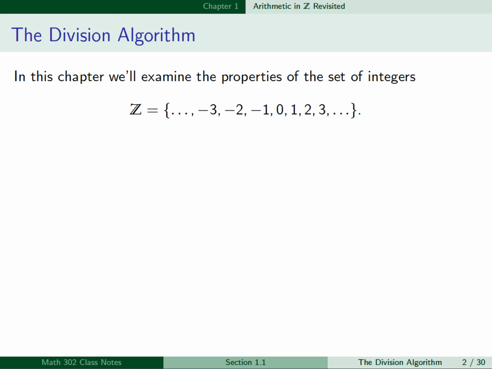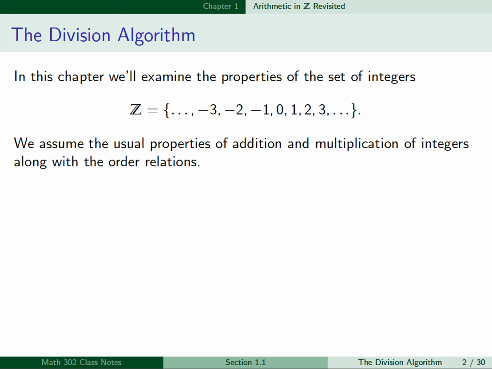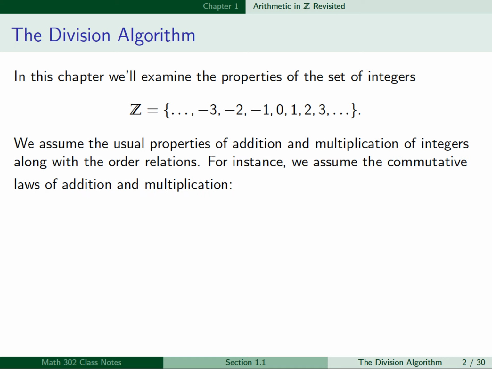of all the negative integers, so -1, -2, -3, and so on, 0, and the positive integers 1, 2, and 3, and so on. We'll assume the usual properties of addition and multiplication of integers, along with the order relations. So for instance, we assume the commutative laws of addition and multiplication for all integers a and b, a plus b is equal to b plus a, and a times b is equal to b times a.